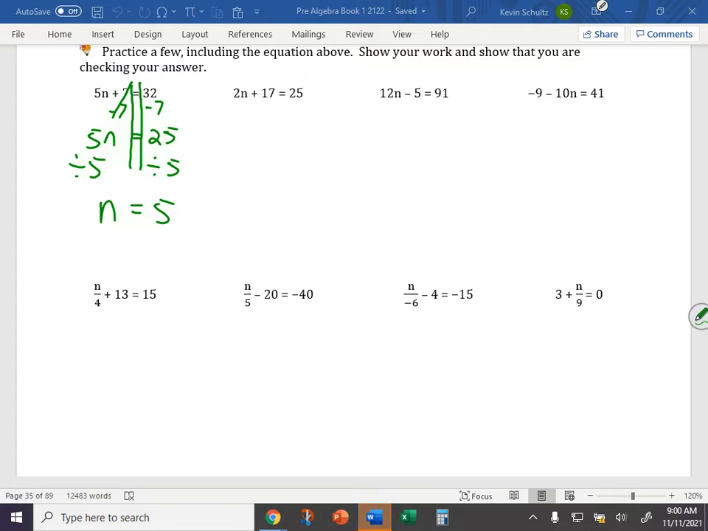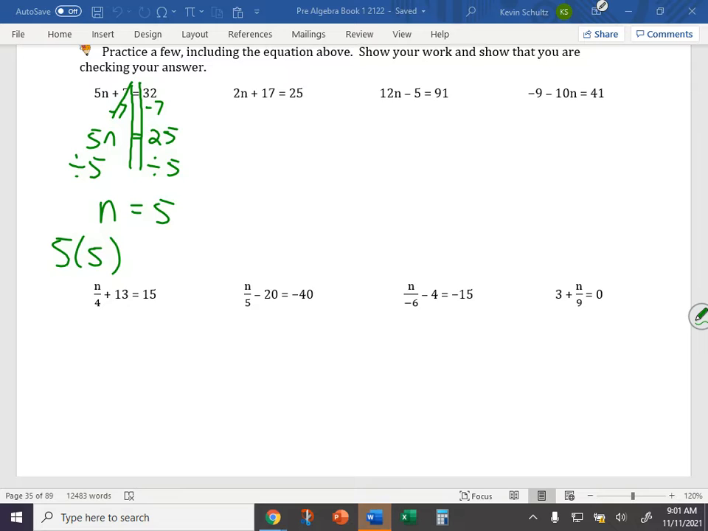Here's where some of you who were able to do 16 and 17 mentally might start to not be able to do these types of equations mentally. And so the process is going to be important, that you know, what do I have? What do I need to do to get n by itself? Of course, you will check this as well.